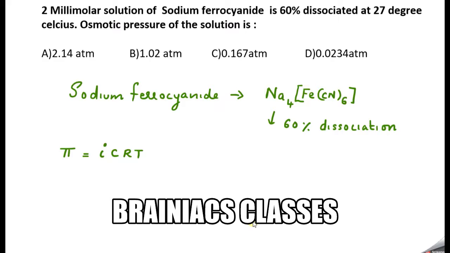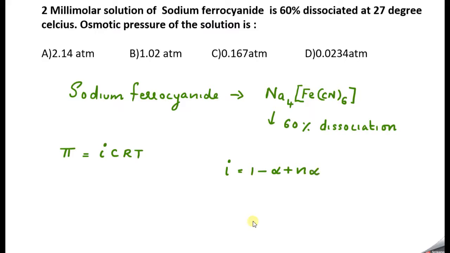They have given the alpha value as 60 percent, so alpha is 60 by 100, or 0.6. What is the relation between i and alpha? We know that i is equal to 1 minus alpha plus n alpha if the compound undergoes dissociation. Very important, if it is dissociation you need to apply this formula.